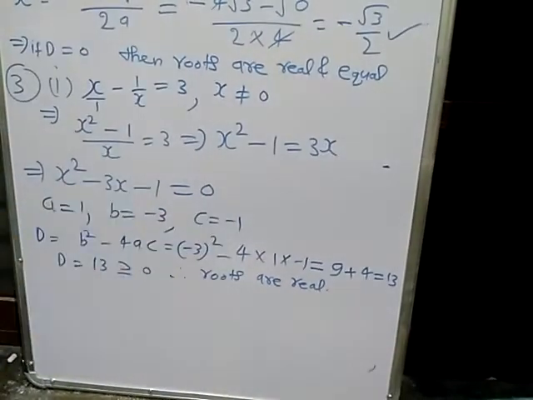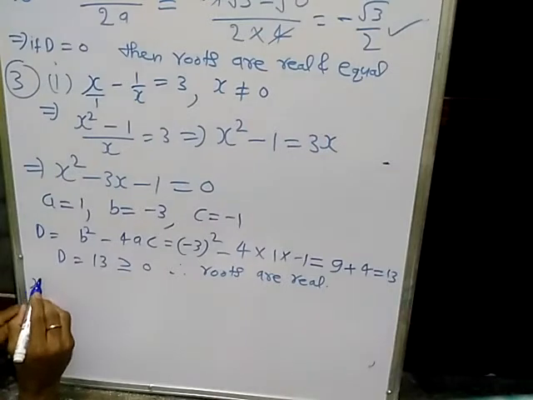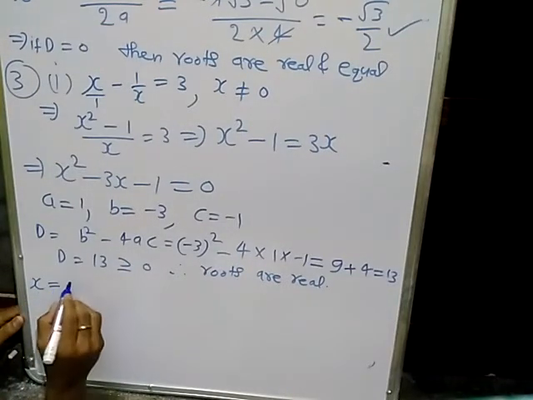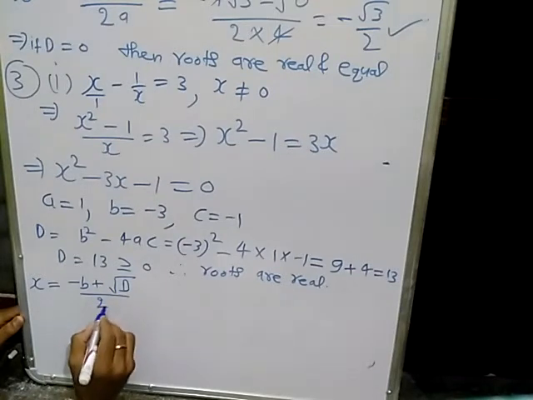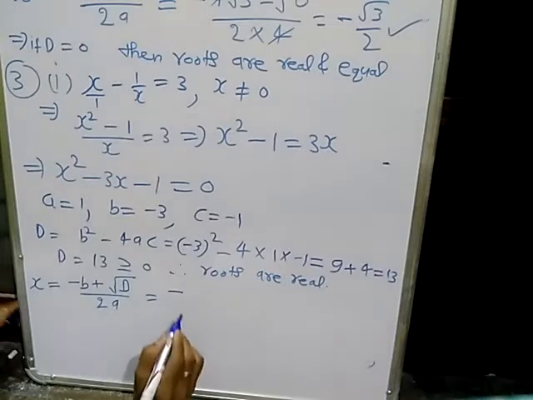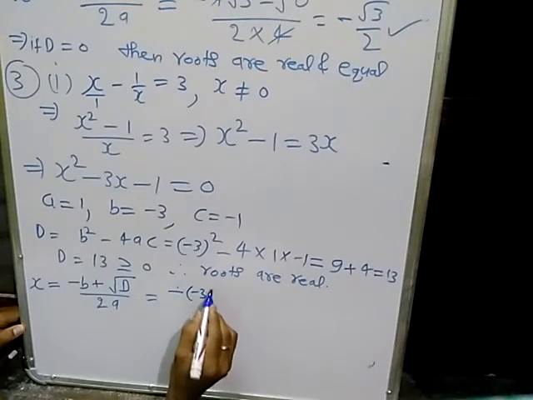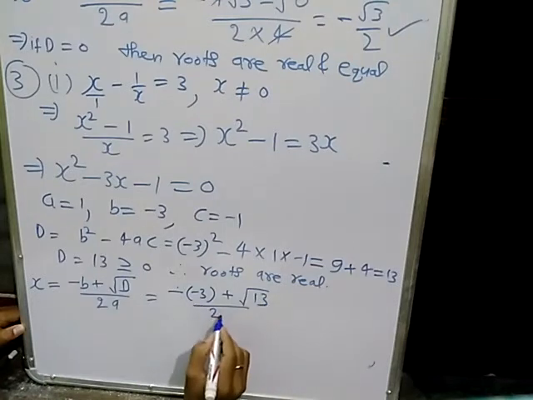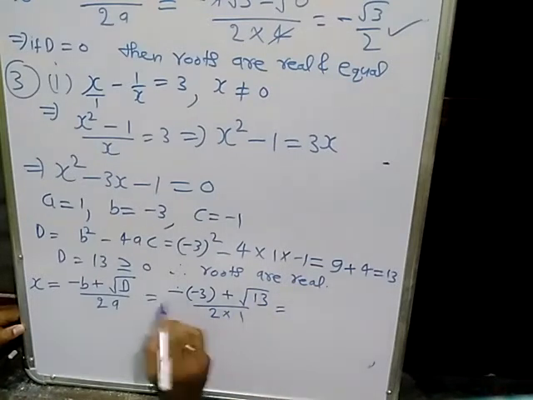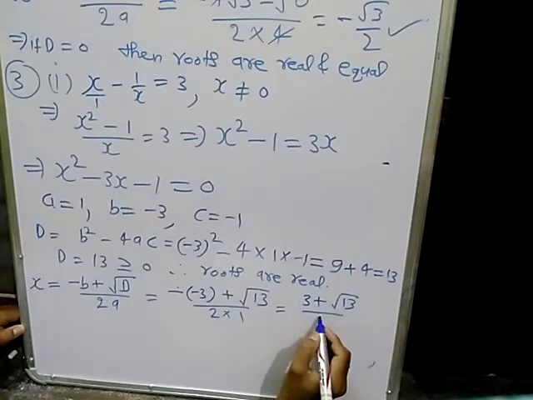So now we will check which type of roots are here. These are not equal, means unequal roots. So I will find out the roots here. x is equal to minus b plus root of D upon twice of a. So what is minus b? What is b? b is minus 3. So minus minus becomes plus 3. We will write plus root of D. First root, root 13 upon twice of a, which is 2. So you can say 3 plus root 13 upon 2.